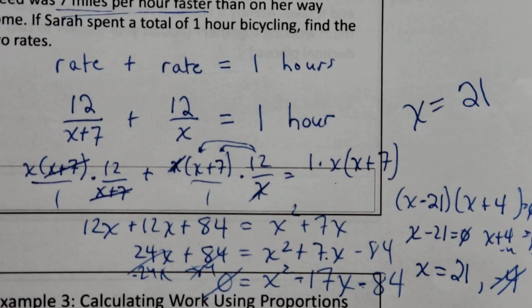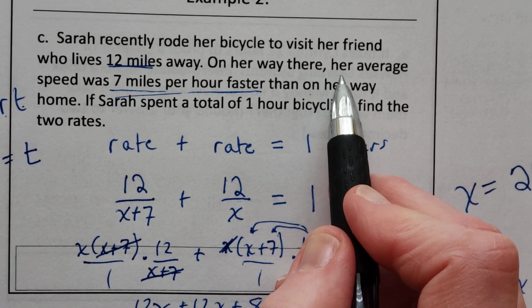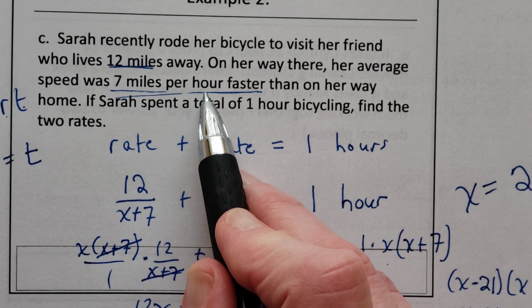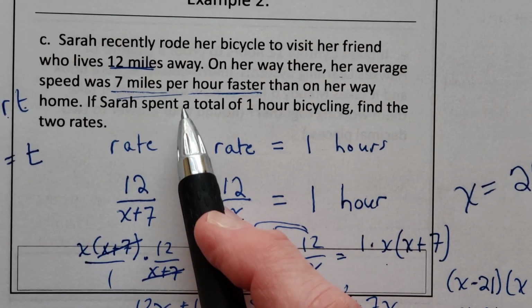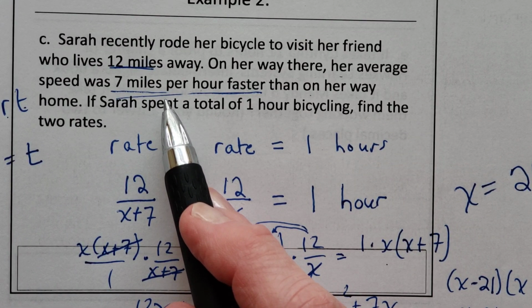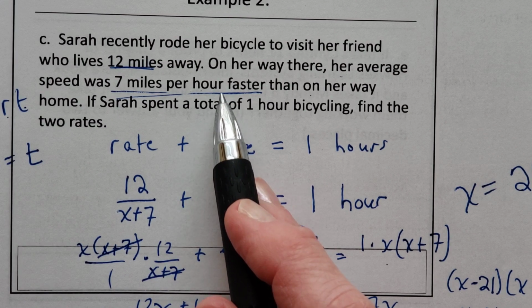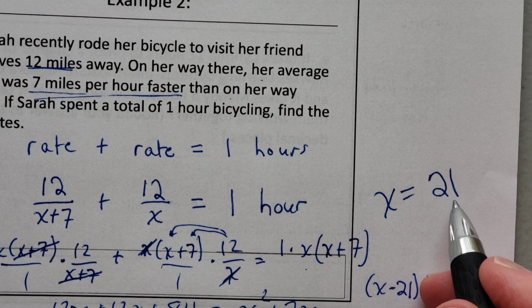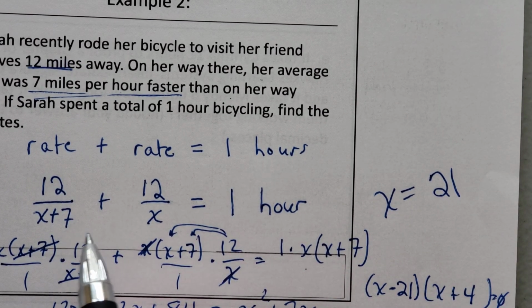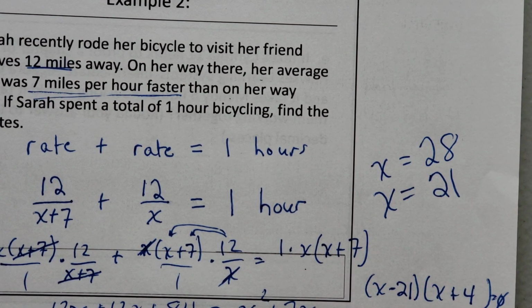Well, if we go back to our original problem, her average speed on her way there was 7 miles per hour faster than on her way home. So that means on her way home, she went 21 miles an hour. And on the way there, her speed was 21 plus 7. So her other speed was 28 miles an hour.